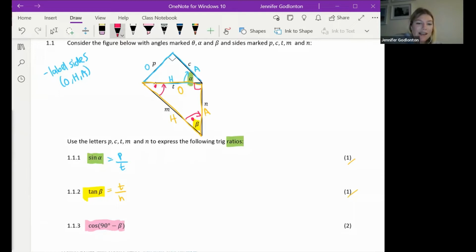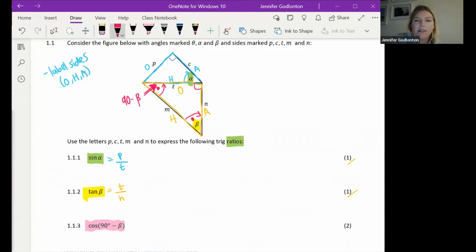Now this is saying 90 minus beta. So we know that those two together are going to give me 90, which means this angle in here is 90 minus beta. This little corner one in here. Because 90 minus beta plus 90 will give me 180 degrees, which is all of my angles of a triangle.